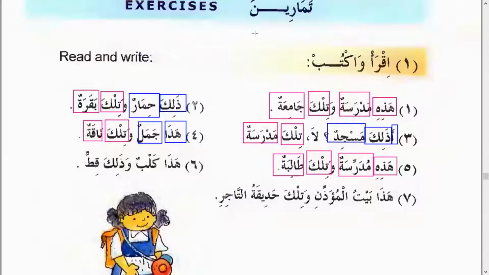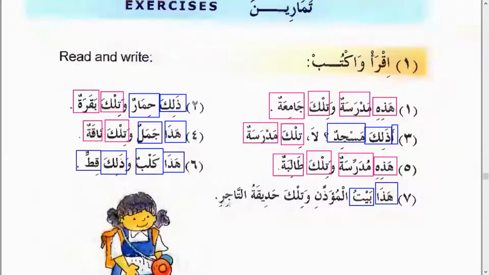Hada kalbun, masculine. Hada kalbun, this is a dog. Wa dhalika khittun, and that is a cat. Both masculine, right? Male cat. Hada baitul muaddin. This is the house of the muaddin, right? This is masculine, so this is also masculine. And mudaf mudafilayhi. This is the house of the muazzin. Muazzin is the caller, right?